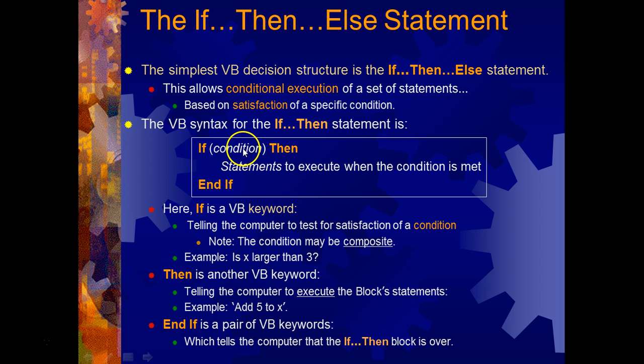So if X is larger than 3, then add 5 to X. And then we have end if, a pair of VB keywords, which tells the computer that the if-then block is over. So this just says that's the end of the set of statements that we want to execute when this is true.